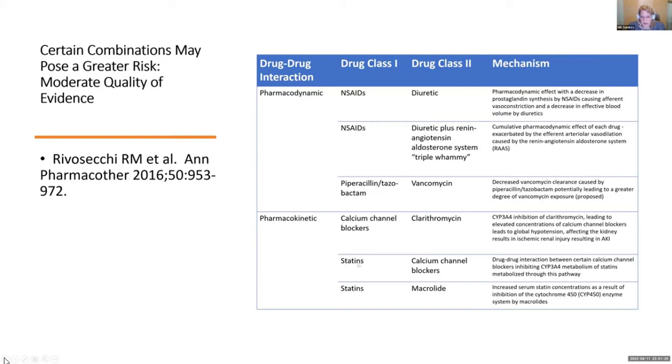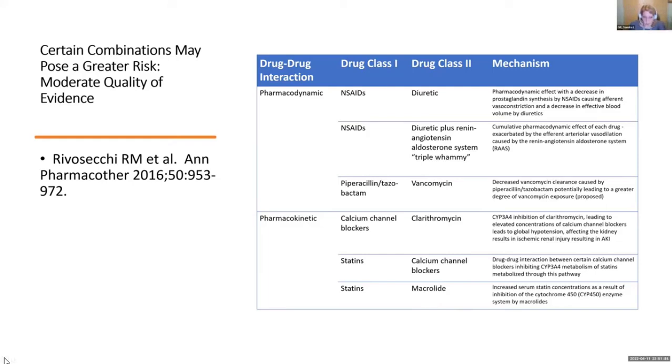You can increase the statin concentration, which results in some rhabdomyolysis and acute kidney injury. Same thought with the macrolides plus the statins. Again, an inhibitor, a substrate, and an increase in the statin concentration. So certain drug combinations can present a greater risk.